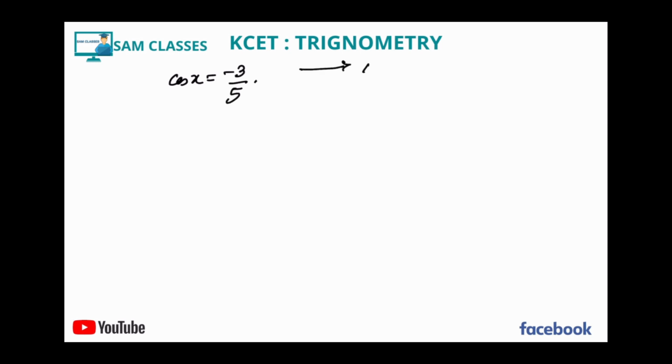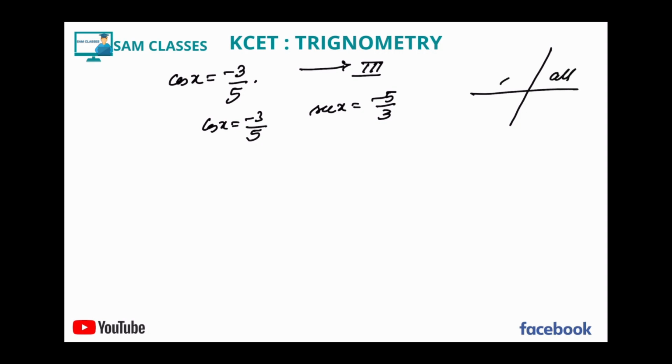So it is given to us cos x is equal to minus 3 by 5, and it is saying that it lies in the third quadrant. So we have to find the other trigonometric functions. We already know cos x is equal to minus 3 by 5, so secant x is equal to minus 5 by 3, just the reciprocal of that.